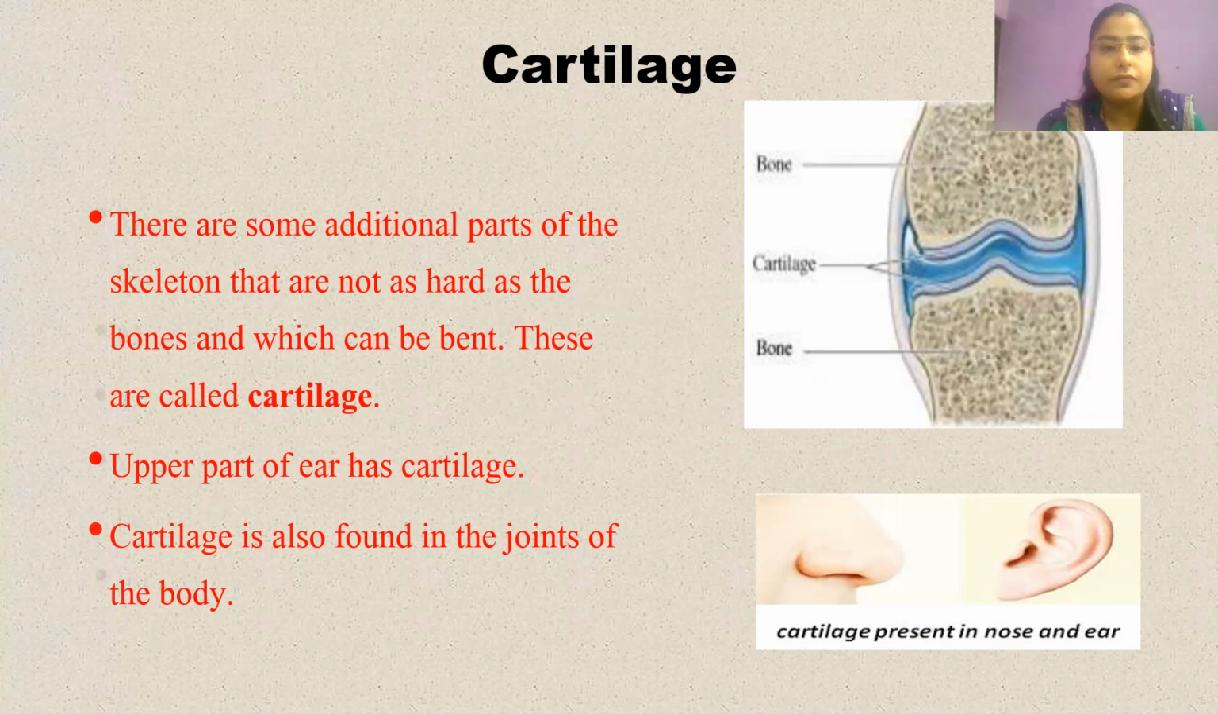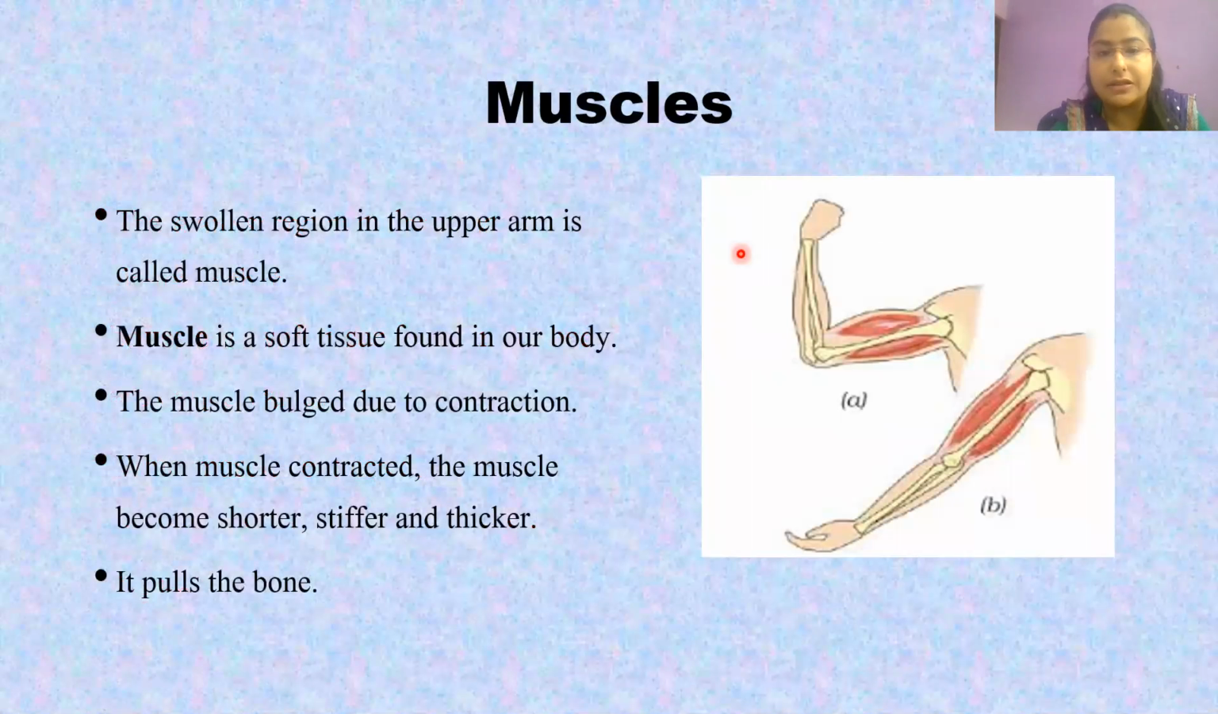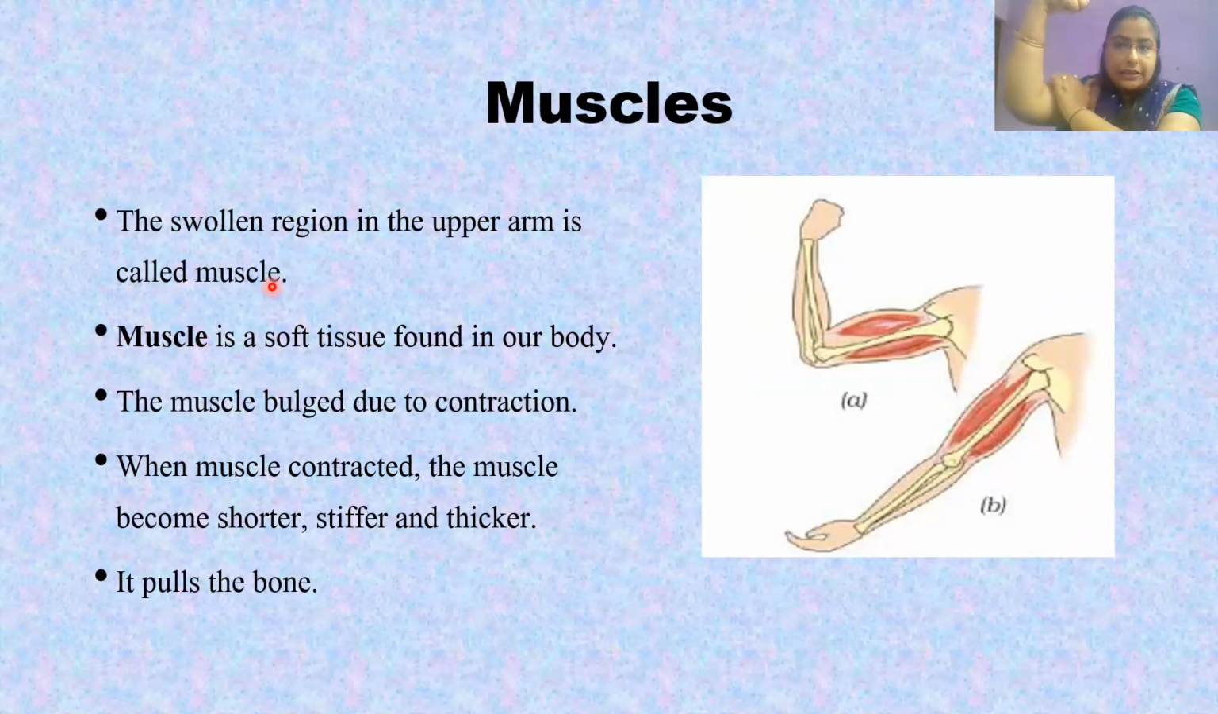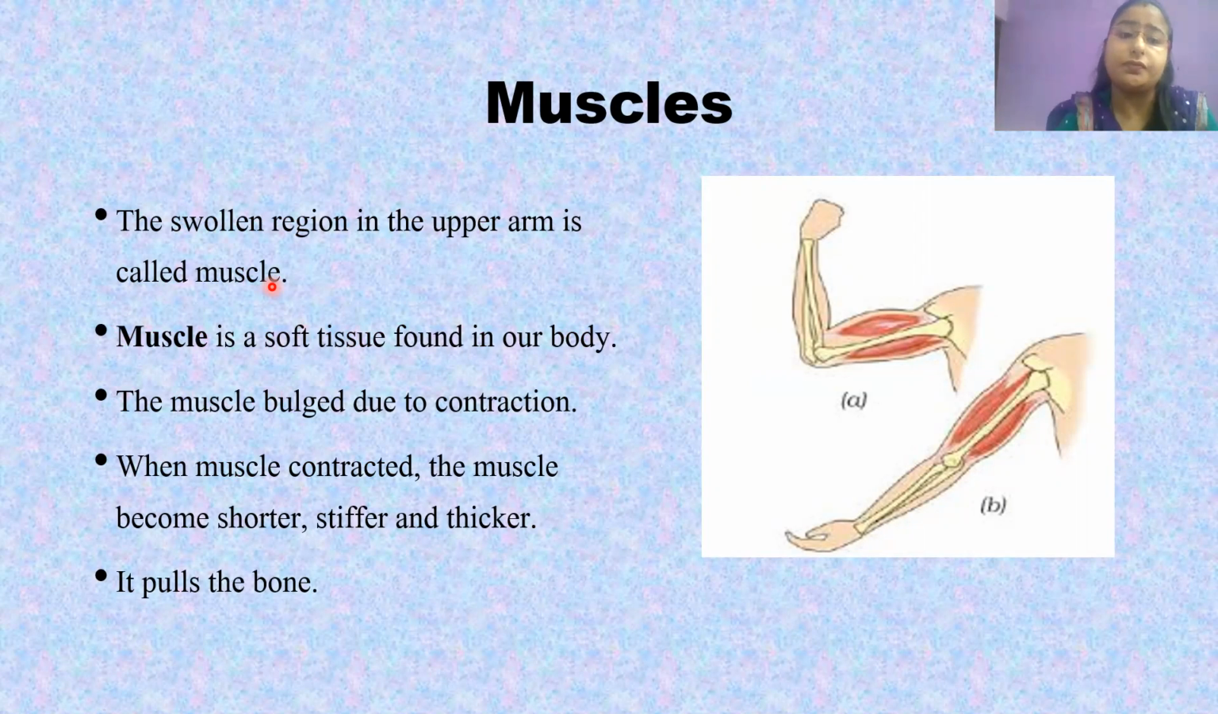Okay. Now the next is muscles. Our skeleton is also made up of muscles. The swollen region in the upper arm is called muscles. This is known as muscles. Muscles is a soft tissue found in our body. This is a very soft tissue that is present in our body.